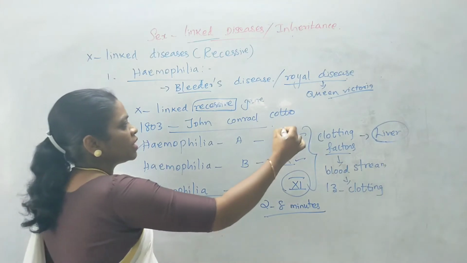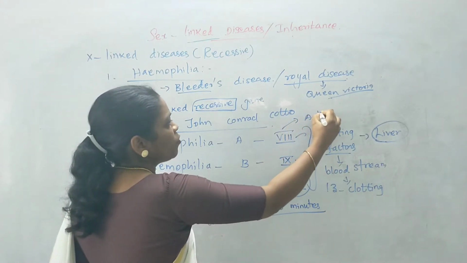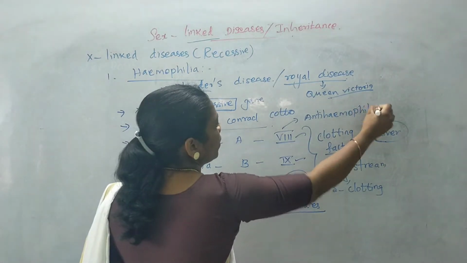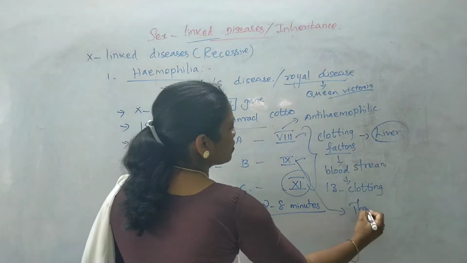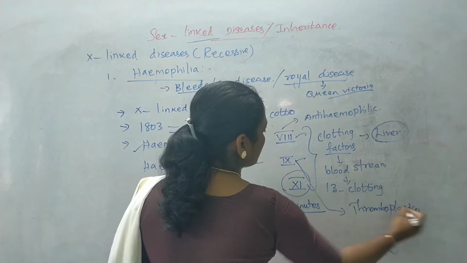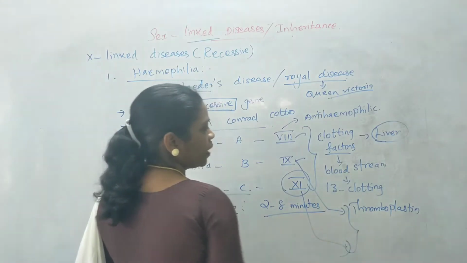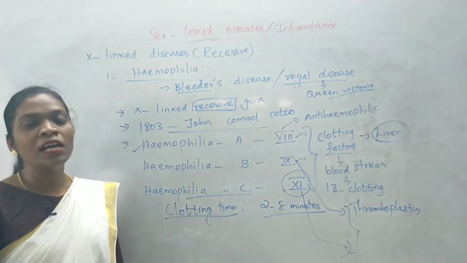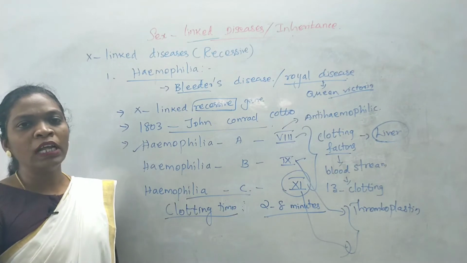The 8th factor is known as anti-hemophilic factor. The 9th factor is plasma thromboplastin. These clotting factors are present in the blood plasma and they help in clotting of your blood when there is any injury.